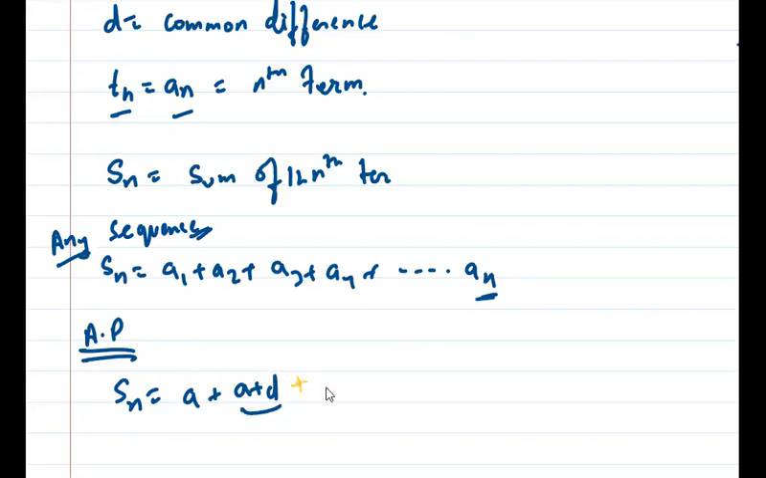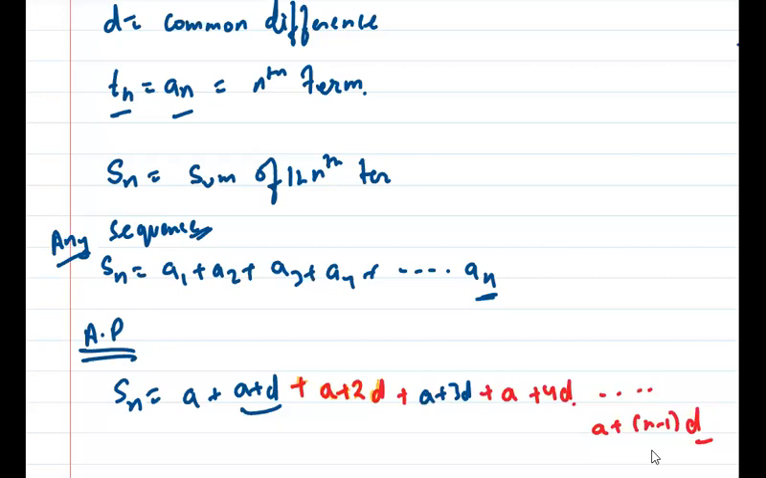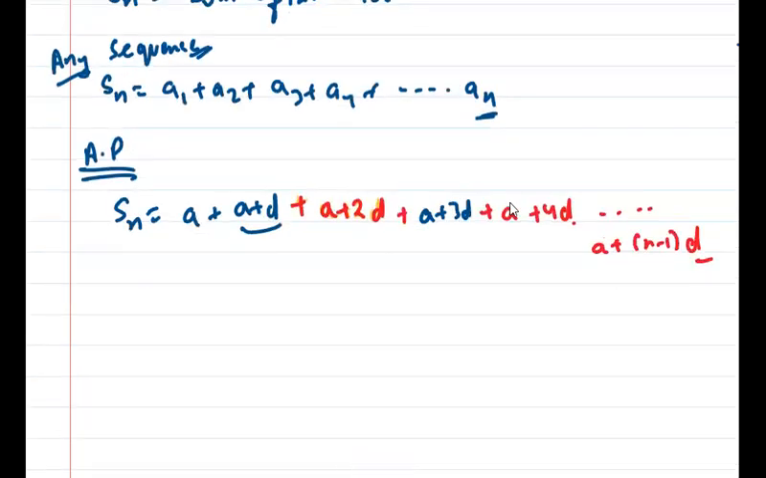A3 is A plus 2D. Okay, A plus 2D, right? A4 is A plus 3D, right? Then A plus 4D, and so on till A plus n minus 1 into D. Yes or no? Tell me. Anyone have any issue in this?